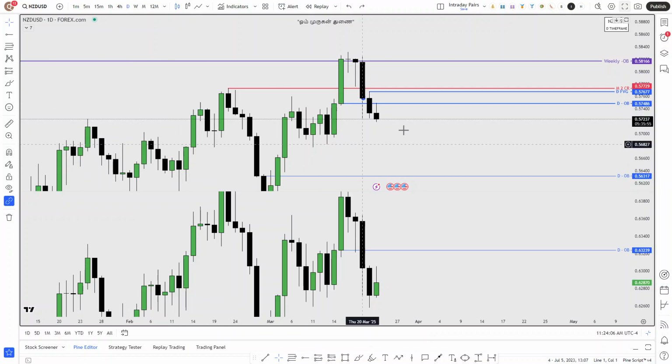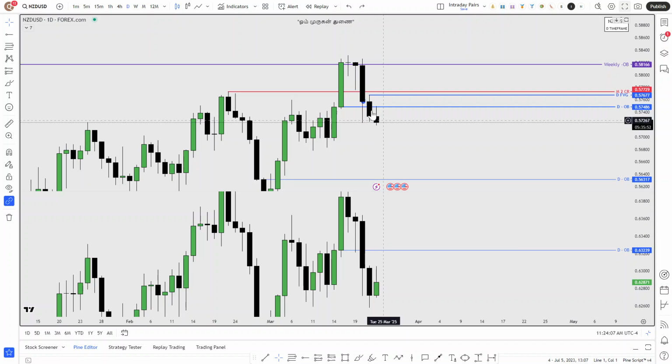Okay, so now you can see here. This is our daily key level, and inside that we have an FVG. But in AUD, we are having this FVG outside it.